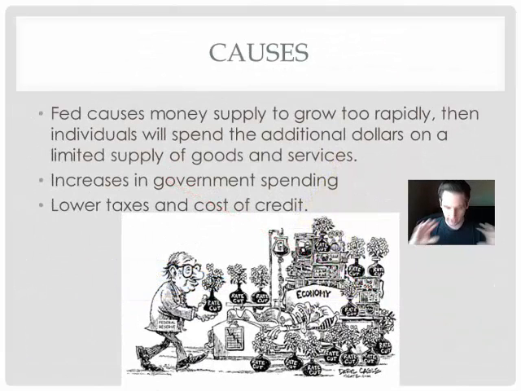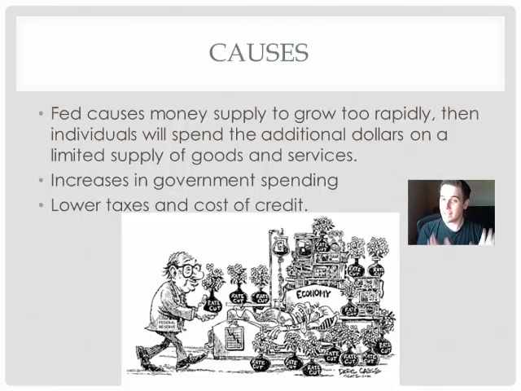Now, causes. I touched on them just for a bit, but the Fed can cause the money supply to grow too rapidly. A lot of money out there, demand will start to increase because people have more money, but then inflation can get out of control because if there's just a lot of money being printed, that money may not be worth as much because you're just printing more of it. So then individuals, as they start to spend those additional dollars on a still limited supply of goods and services, that causes inflation. Increases in government spending can cause inflation because that causes people's incomes to increase, which means sellers are going to charge more.